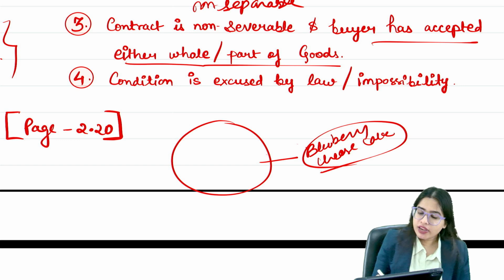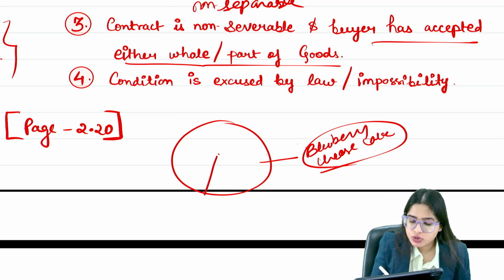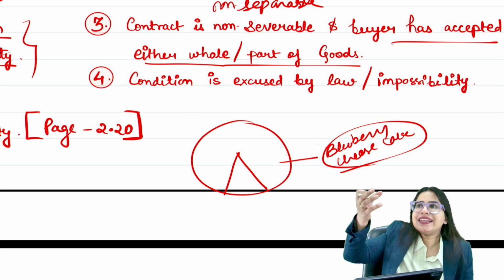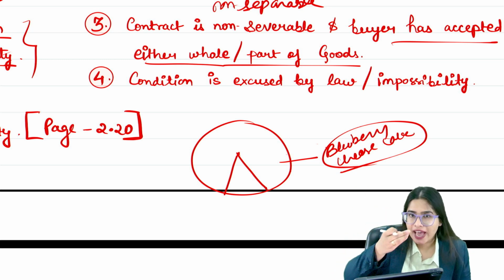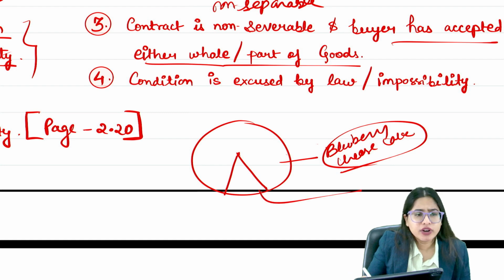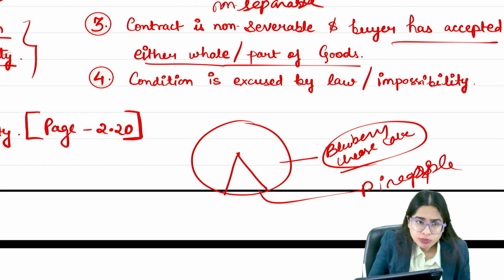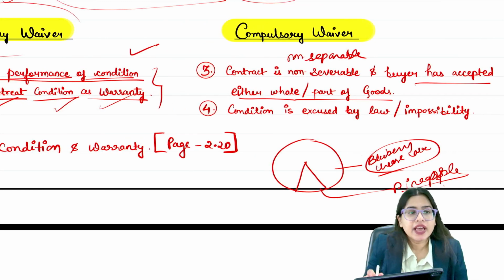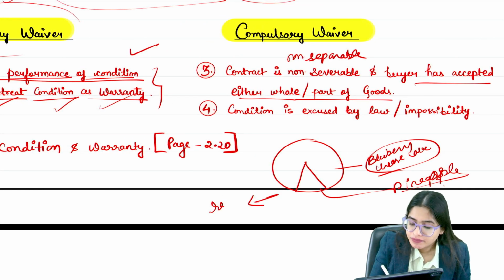Okay, now let's say on my birthday I'm cutting the cake. I cut one piece of cake, and then I tried that one piece. As soon as I tried that cake, I found out, oh, it is a pineapple cake. It is not a blueberry cheesecake. It is a pineapple cake. Now please understand, can you return this cake?